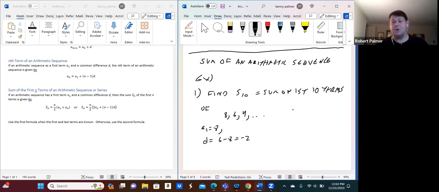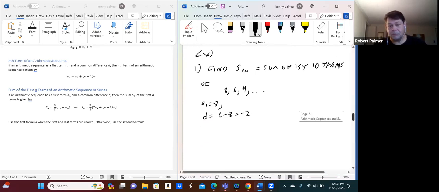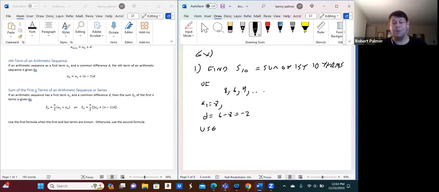All right. So we're going to use this formula right here, the second one, since we know a1 and d. We don't know what the last one is. And so we're going to use this formula: Sn is equal to n over 2 times (2 a1 plus (n minus 1) times d). Okay. So now we plug in what we know, and our n here is going to be 10.